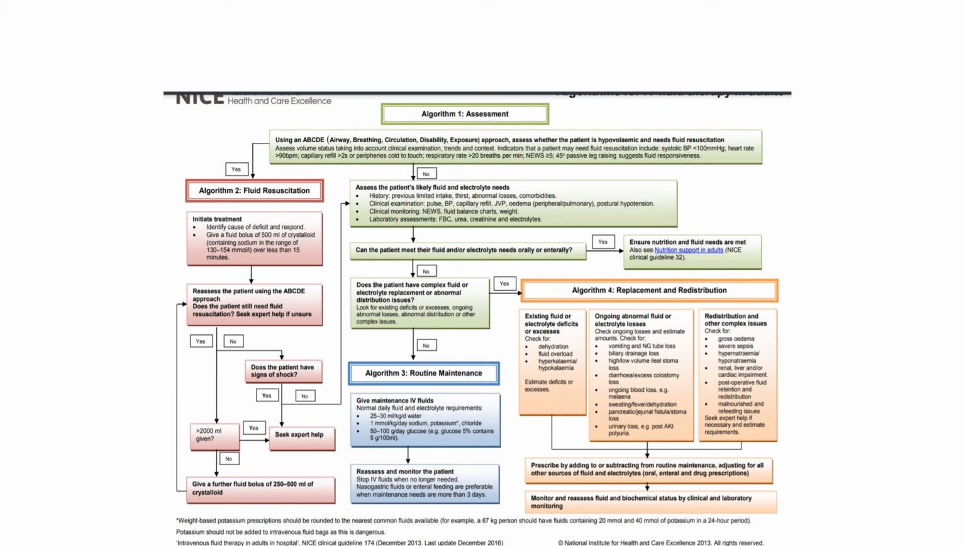this is by the National Institute for Health and Care Excellence guidelines, wherein when you assess the patient for the first time, you assess based on A, B, C, D, E, that is airway, breathing, circulation, disability, and exposure. And you assess whether the patient is hypovolemic and whether he needs any fluid resuscitation. So after clinical examination, you will determine whether the patient needs it.